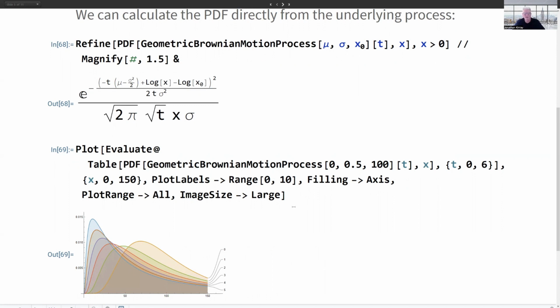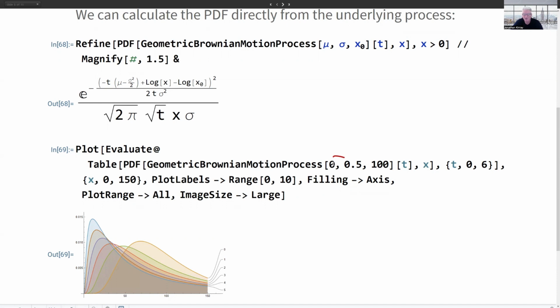Why does the mean of the PDF move down? It's because the drift in the mean of the process is t times mu minus sigma squared over 2. Here, mu is 0, so the drift is t times minus sigma squared over 2, a negative value. So the mean is becoming smaller.